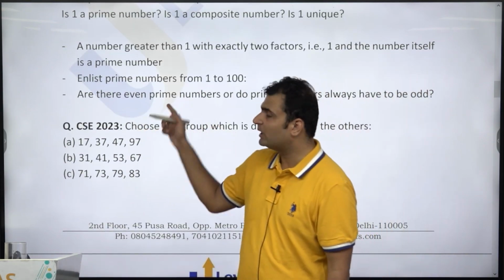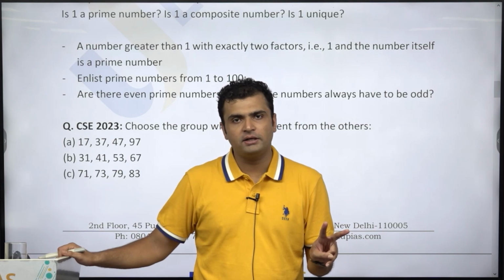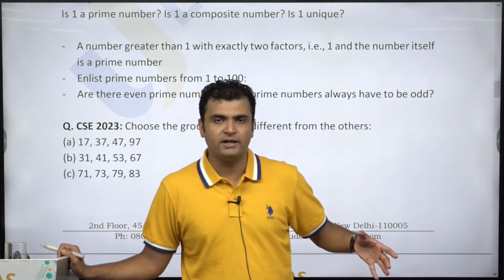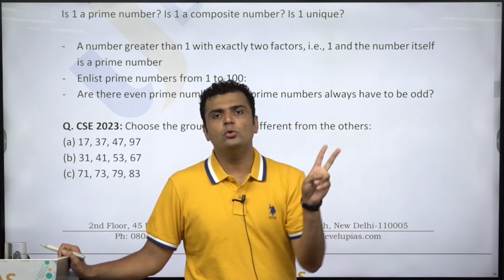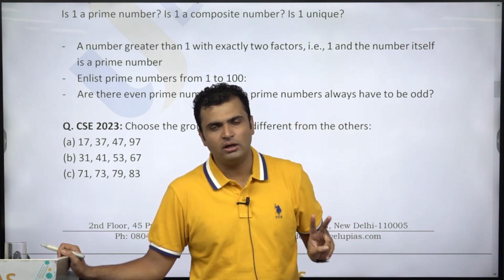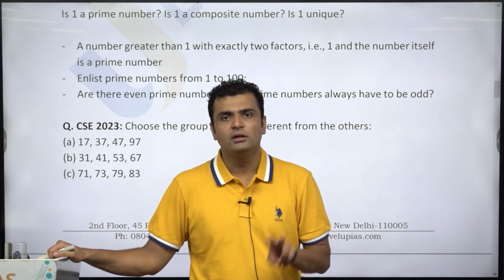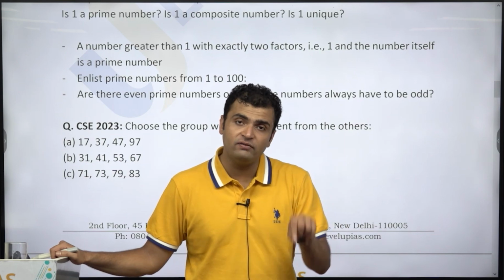Are there any even prime numbers? In general, an even number has 2 as a factor. So any even number cannot be a prime number because 2 is a factor. But the only exception is 2. 2 is the only even prime number. 2 is also the smallest prime number because 1 is not a prime number. So 2 is the smallest prime number. It is also the only even prime number.